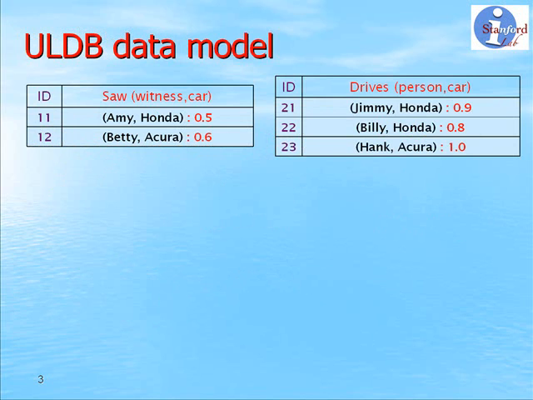As you can see here, we have tuples, but these include confidence values which denote the uncertainty in whether the tuple is present or not. We have two relations here. In the first relation, tuple 11 says that Amy saw a Honda. Notice that this is associated with a confidence value of 0.5, which means that the tuple has a 50% chance of being present in the database.